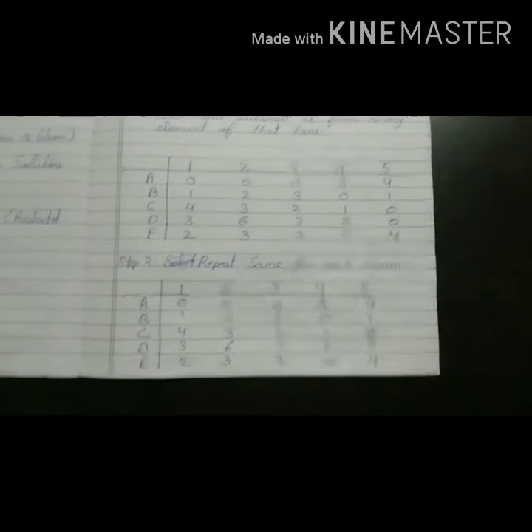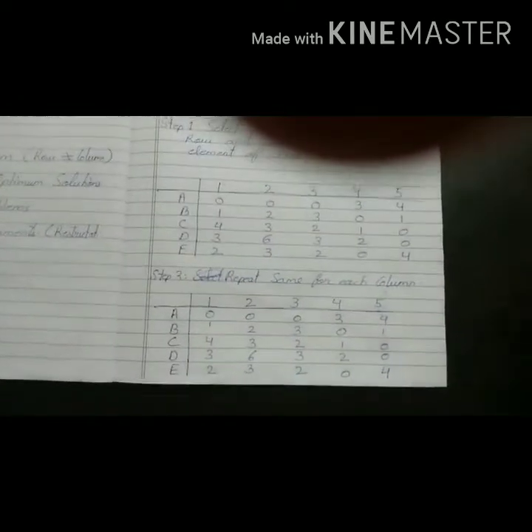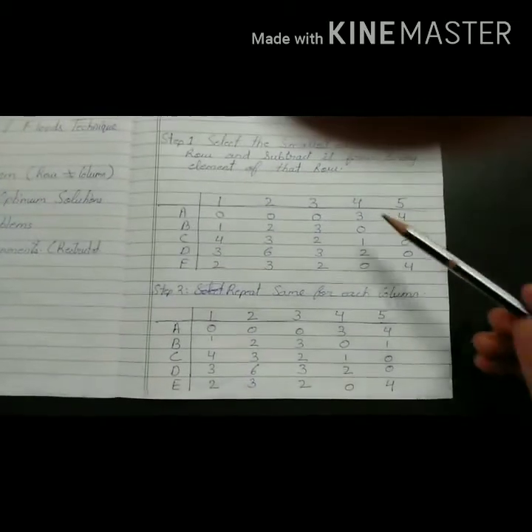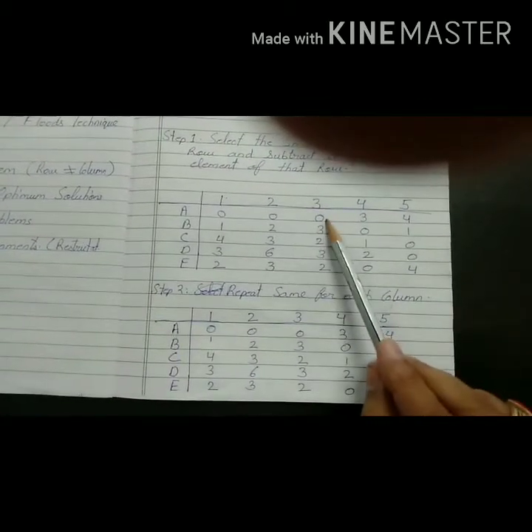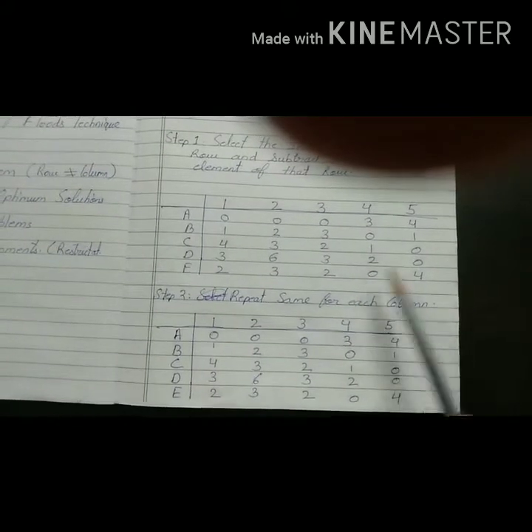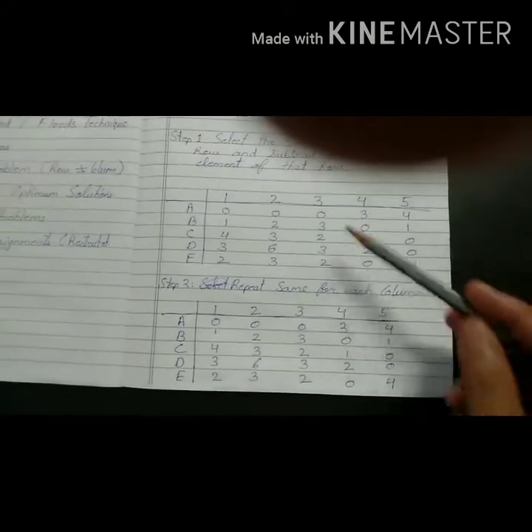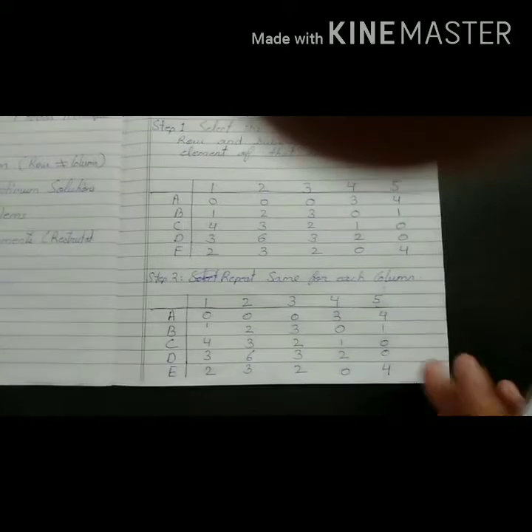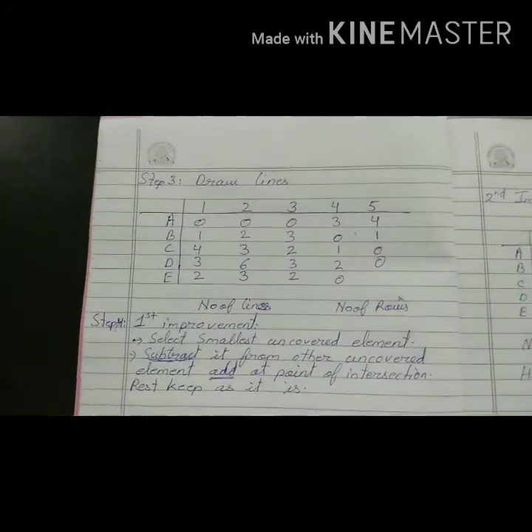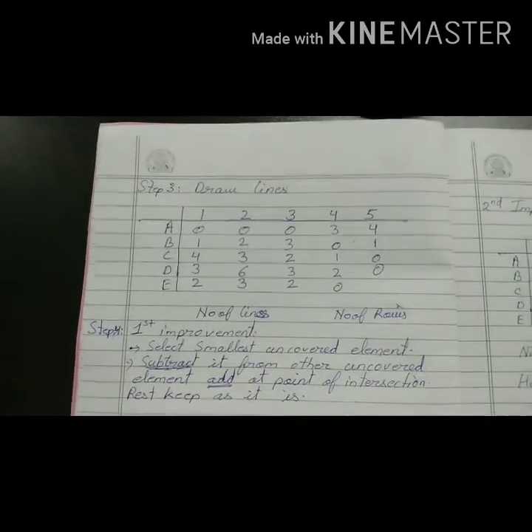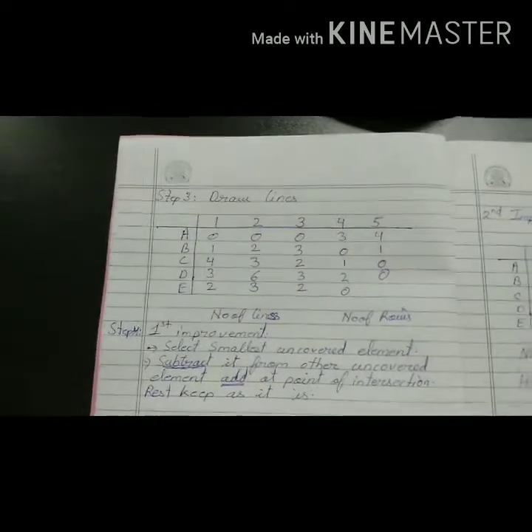See, we get a new matrix after the column reduction. It is similar to the row reduction matrix, because in each column the minimum value is 0, third column 0, fourth column 0, and fifth column also 0. So ultimately we will get the same matrix. Now once we have gone through the row reduction and column reduction, next step is to draw the lines.